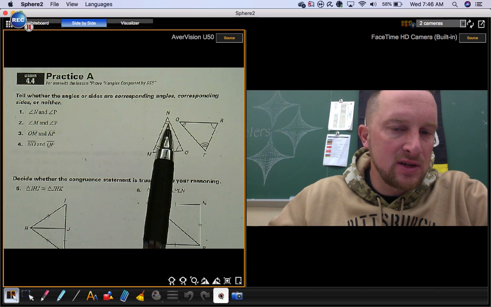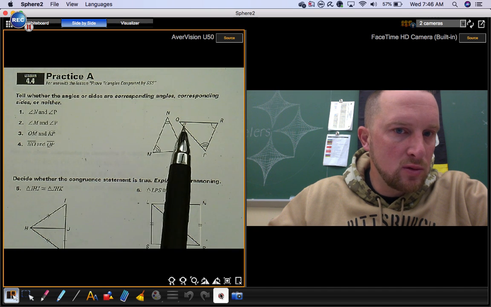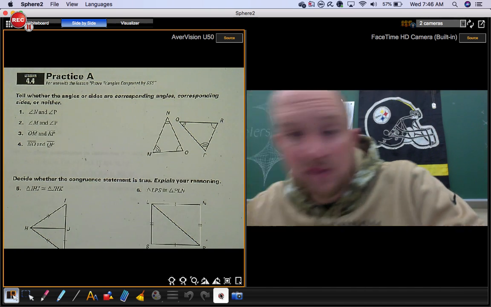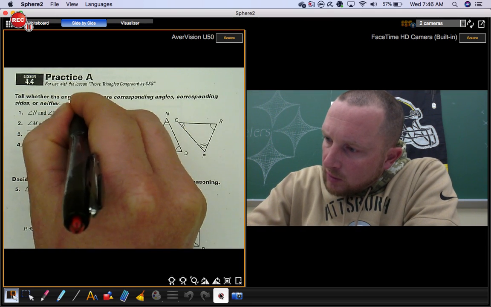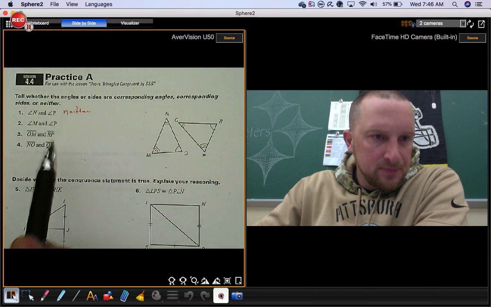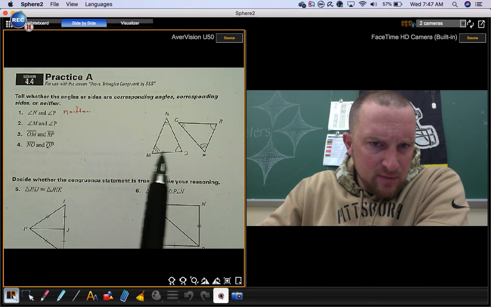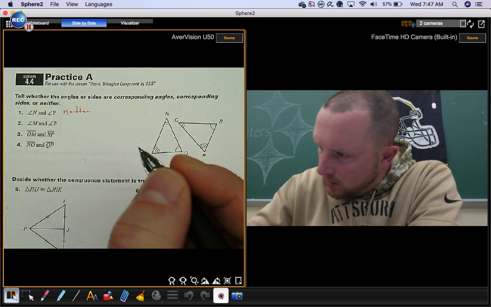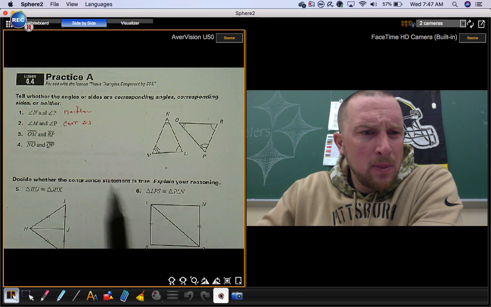Notice how this has 2 arcs, this has 3 arcs. So they don't correspond. Angle N would correspond with angle O, I guess that is. Nope, that's a Q. So we're going to put neither for this one. These do not correspond. Angle M and angle P. Now those ones each have matching arcs, so they correspond. So we're going to put corresponding angles.